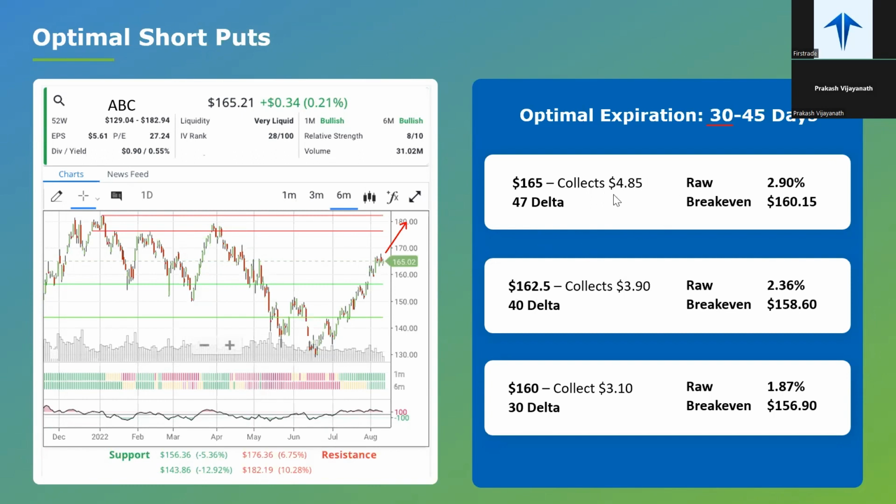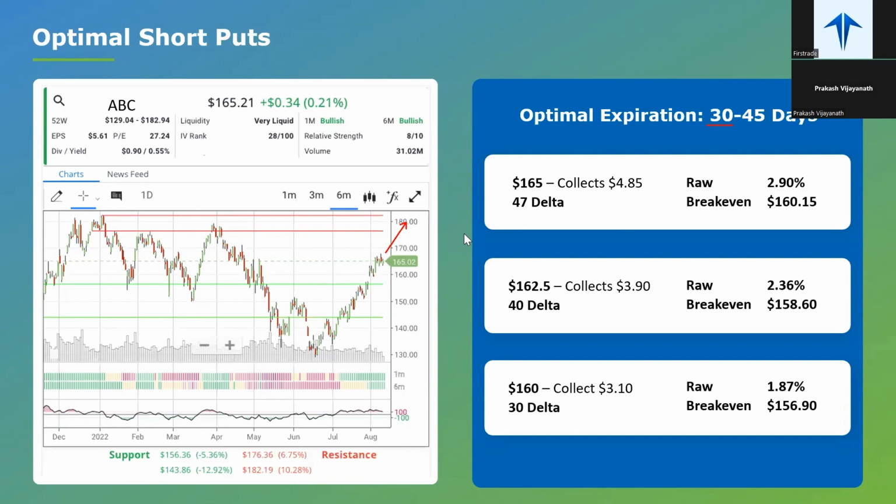And also, you have to consider that this collects the most premium as well. Yes, your break even is slightly higher, but it's worth having a slightly higher break even if it means that you will actually own the shares. Because the worst thing that you can do is maybe go too conservative on your delta and actually never get assigned. And over the long term, ABC just continues to rally and rally and rally.